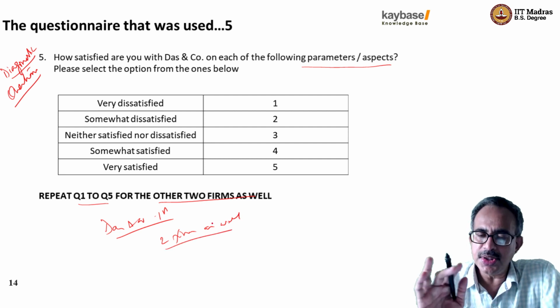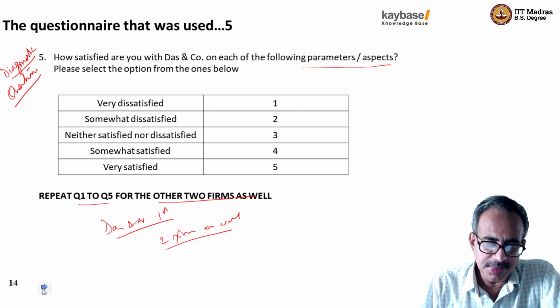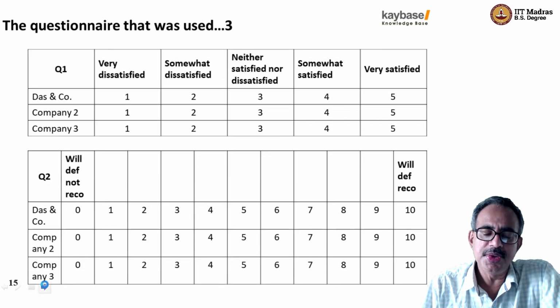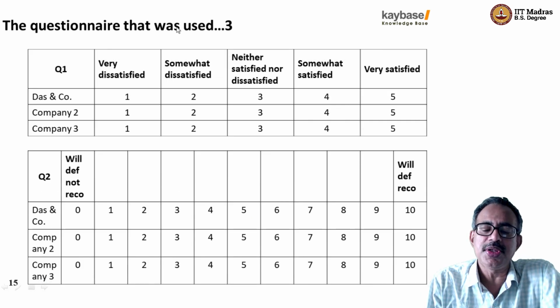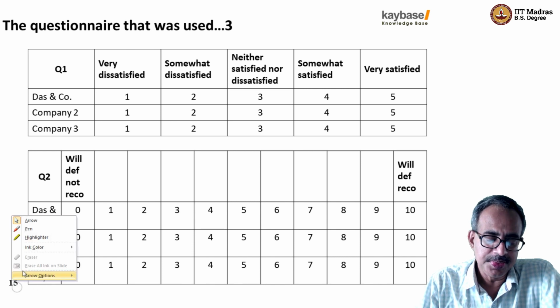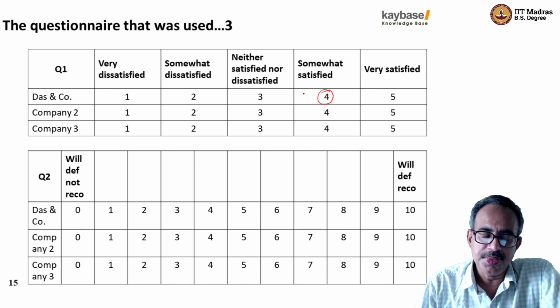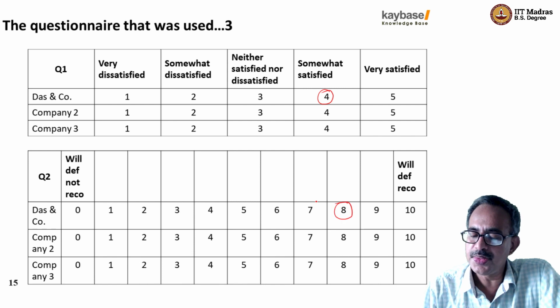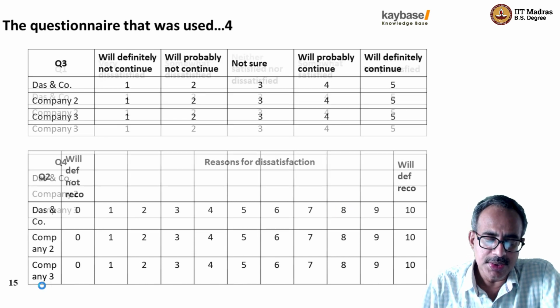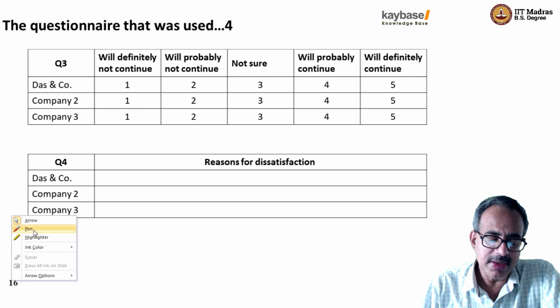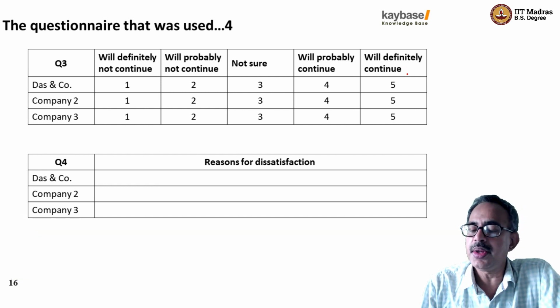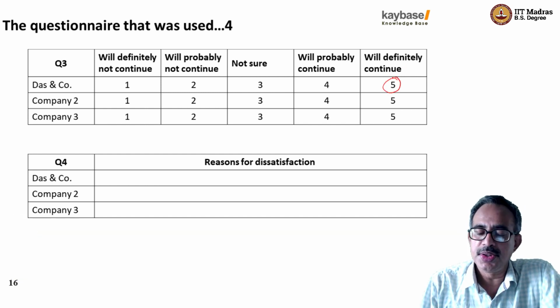So these are the questions, and just to give an idea, this is the way we write the answer. On the whole, how satisfied are you with DAS & Co? Well, I am 4. Will you recommend? Yeah, I'll give 8. And are you likely to continue? Oh yes, I will definitely continue. I'm quite happy. Why are you not satisfied? This is not applicable.